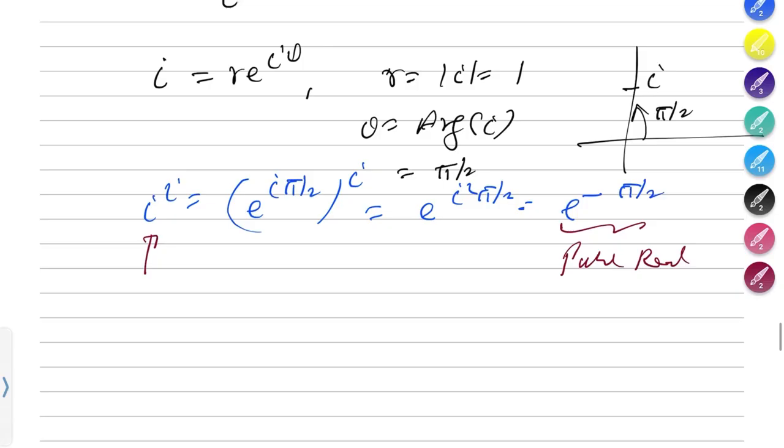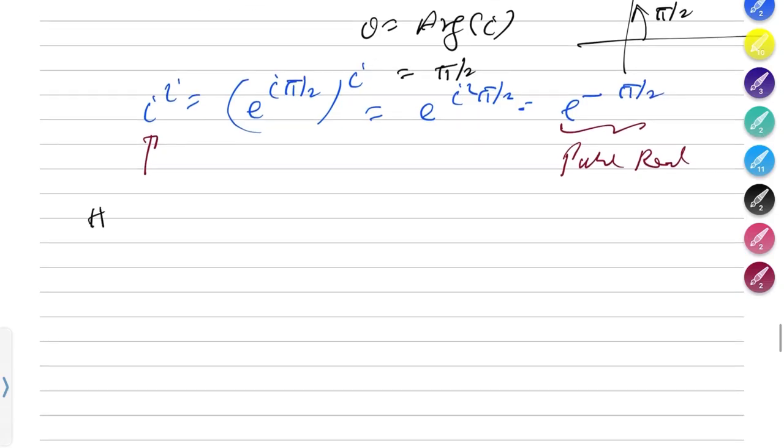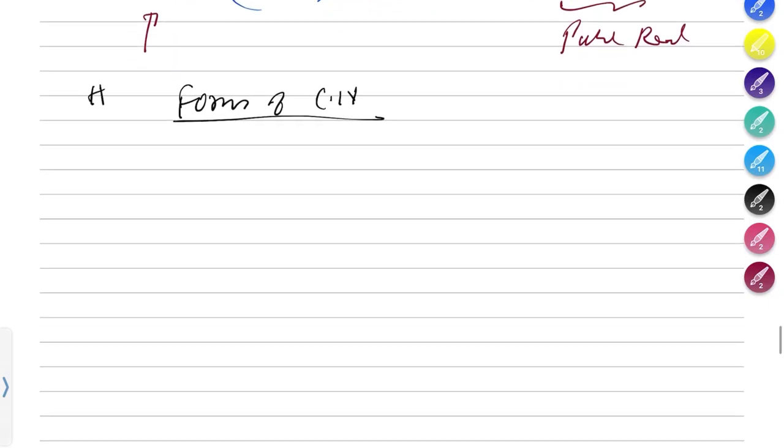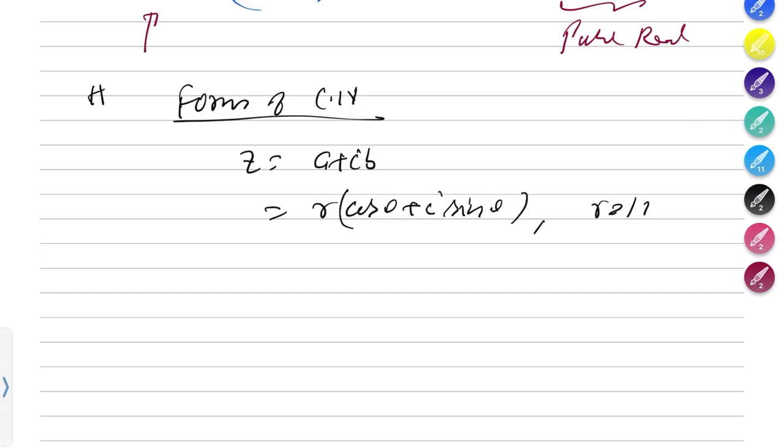So we have done the different forms of the complex number. We will not go into detail, as we already did in the previous class. So z written as a plus ib is the conventional form. Then this is also written as r times cos theta plus i sin theta, where r is nothing but the modulus of z.